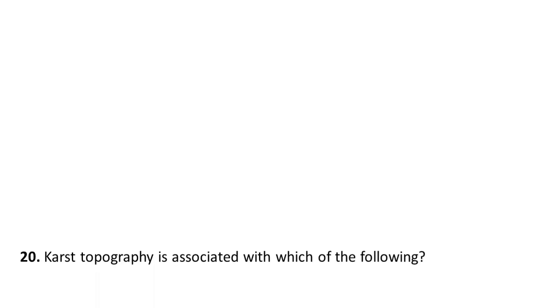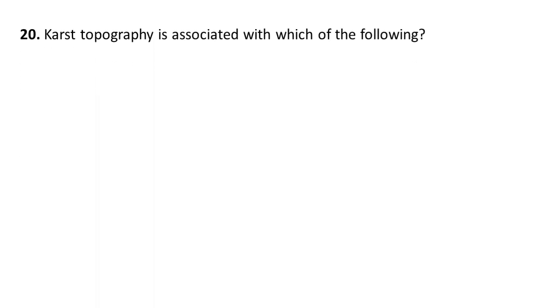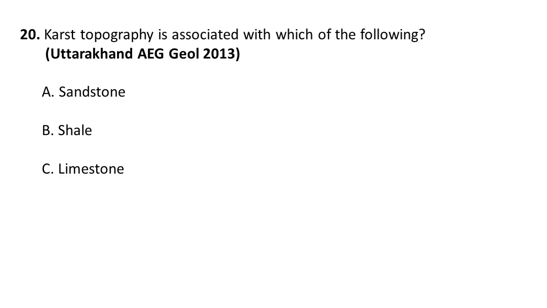Next question. Karst topography is associated with which of the following? A, sandstone; B, shale; C, limestone; D, basalt. So karst topography is associated with limestone. Karst topography is a type of landscape that's formed when water dissolves soluble rocks like limestone, dolomite, and gypsum, and the water seeps into cracks and holes in the bedrock, travels underground and then drains out through springs, which can be like cave entrances. So C, limestone, is the correct option.